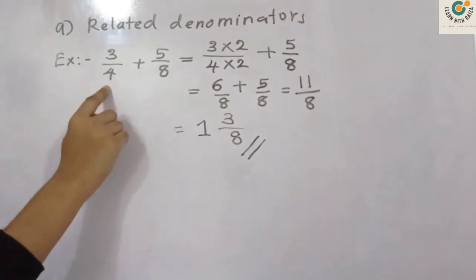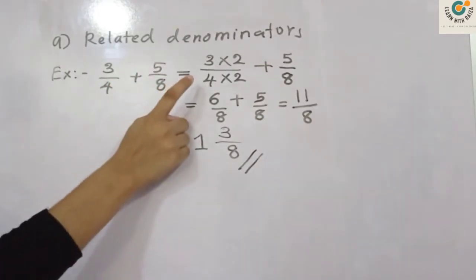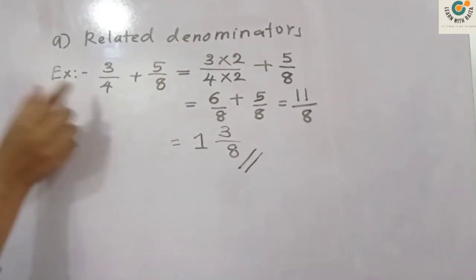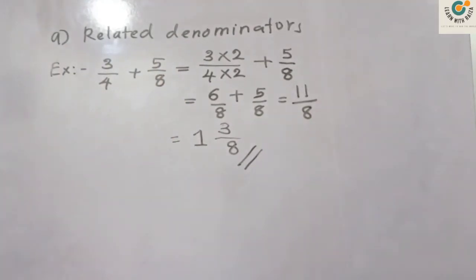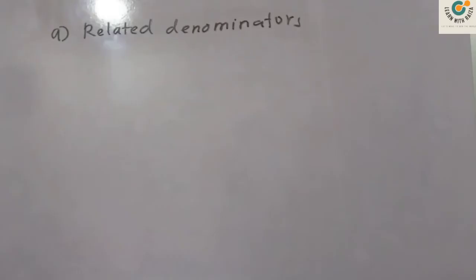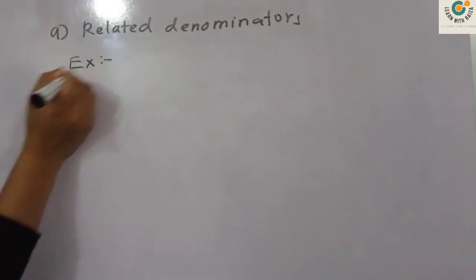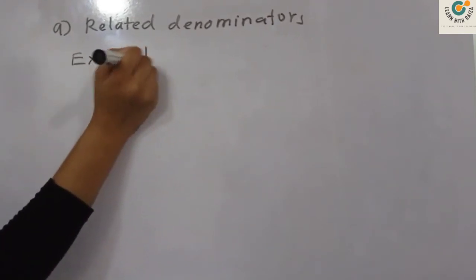So this is the way of adding two fractions with related denominators. When we can make one denominator by the other denominator, we multiply the numerator and denominator of that particular fraction and we get the answer. So now let's see a subtraction in a similar way. Now let's take the second example based on a subtraction.